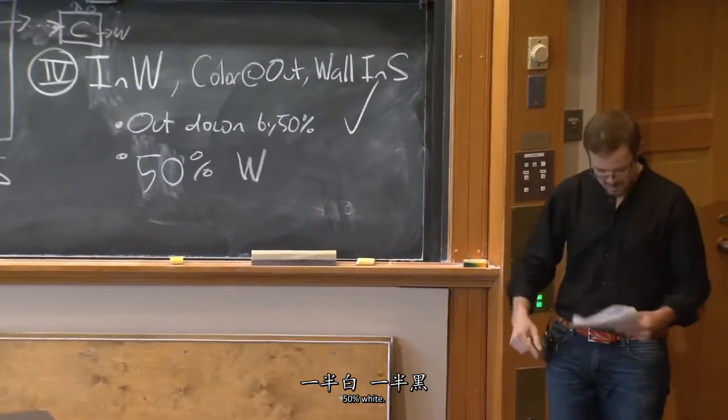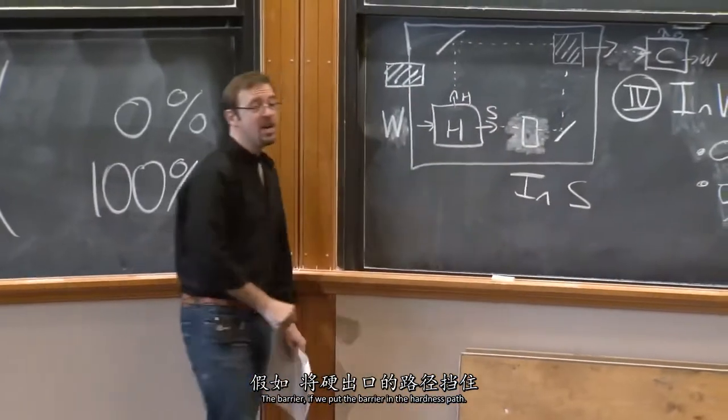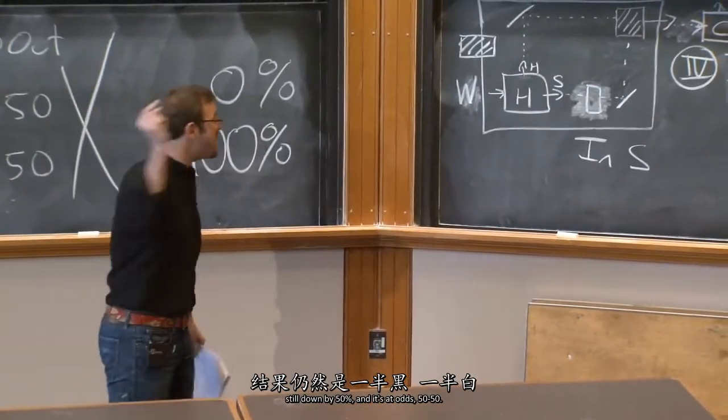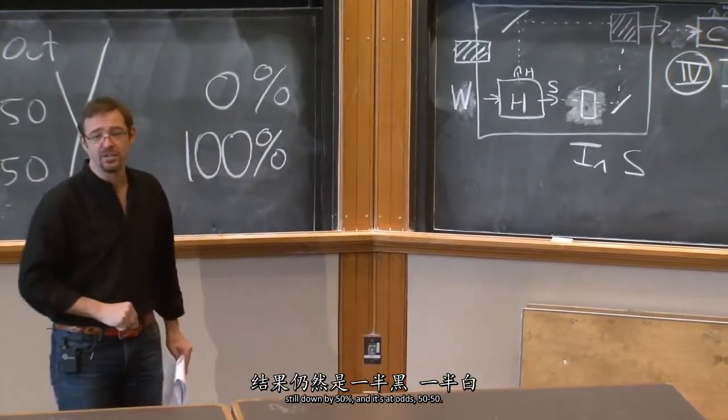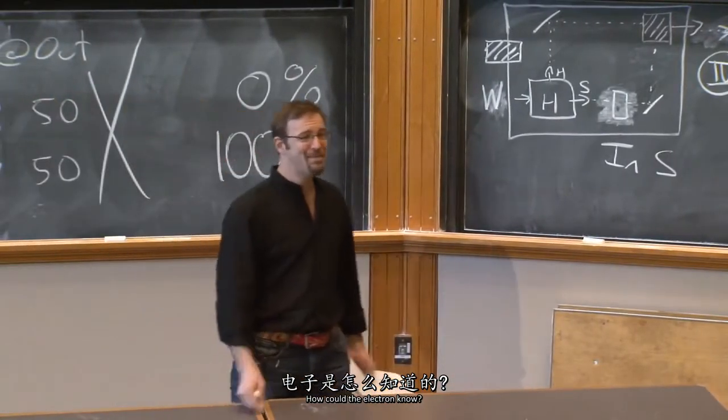50% white. If we put the barrier in the hardness path, it's still down by 50%, and it's 50-50 odds. How could the electron know? I'm making fun of it.